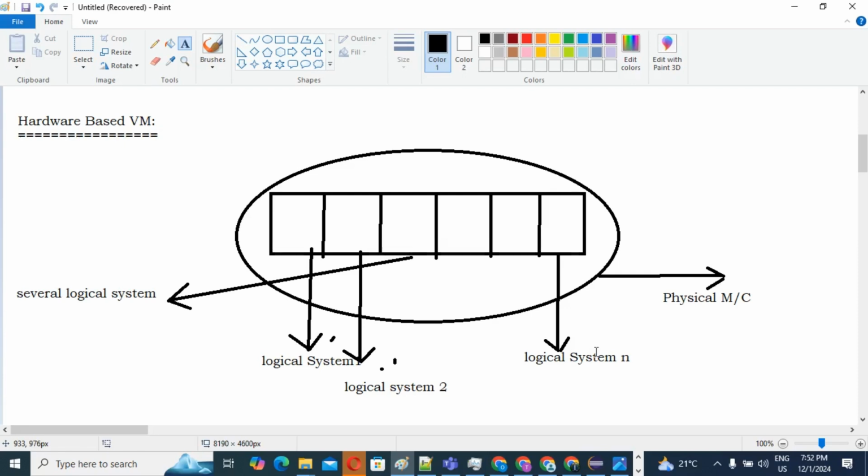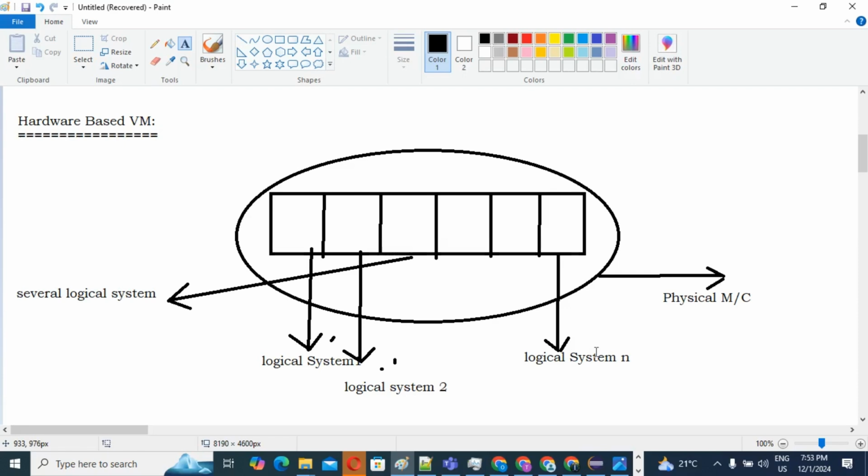It provides several logical systems on the same computer with a strong isolation, correct? Hardware based virtual machine provides several logical systems on the same computer with a strong isolation from each other. Yes or no, guys? You can see we have one physical machine, but we have multiple logical systems. I hope you understand it, right? It's very simple, but you need to understand what a virtual machine is and what its types are. The first type is the hardware based virtual machine.